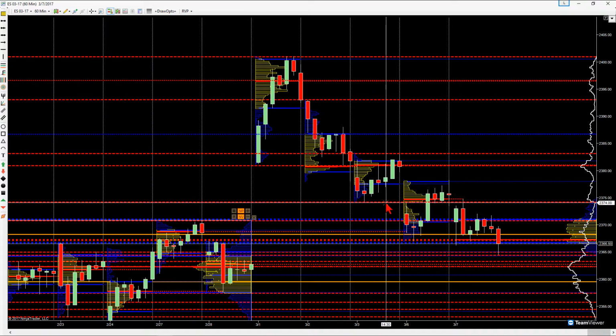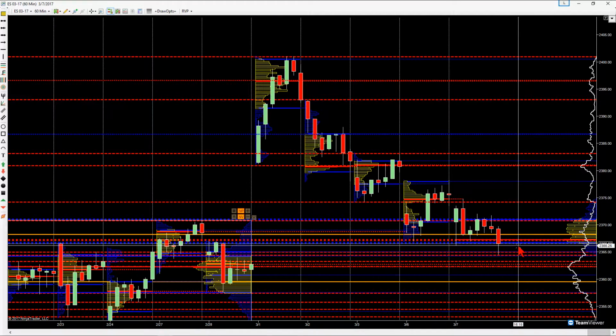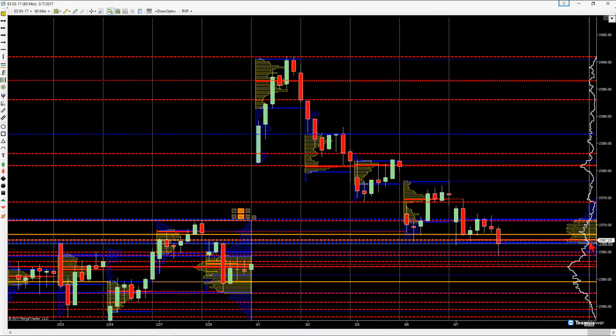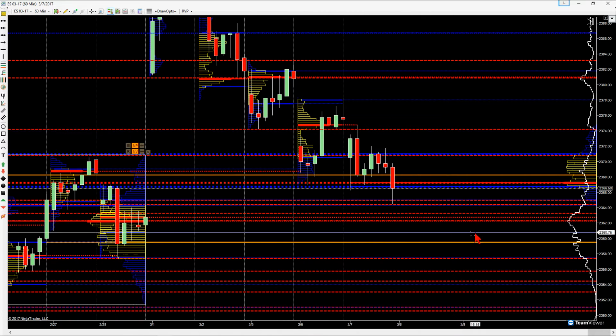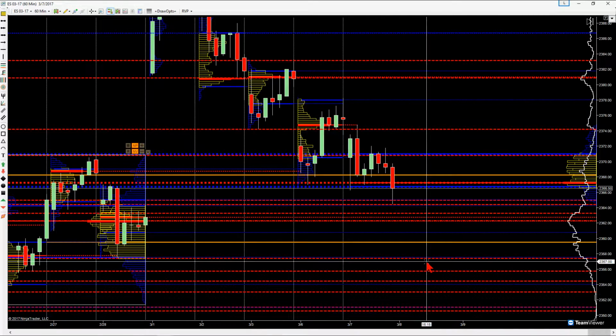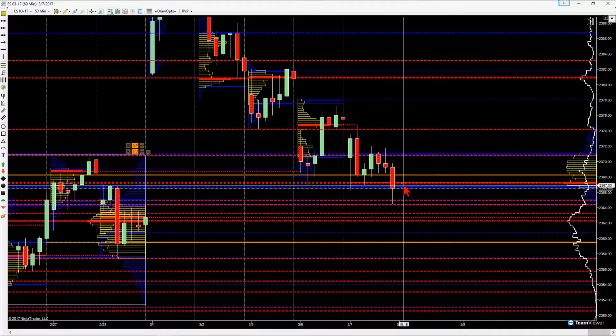But what we're going to watch for is, it looks like we're going to be opening inside value, which automatically means inside range, because the value area is always within the range of the day. So we're opening inside value, inside range, underneath the overnight high. So our first hypothesis here, let's put our marker here at 23.67.